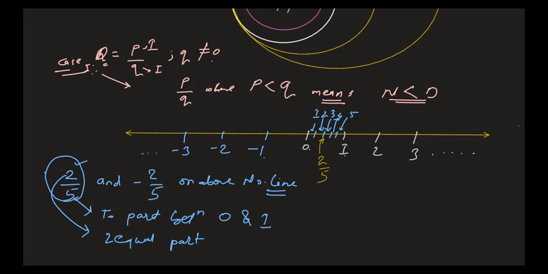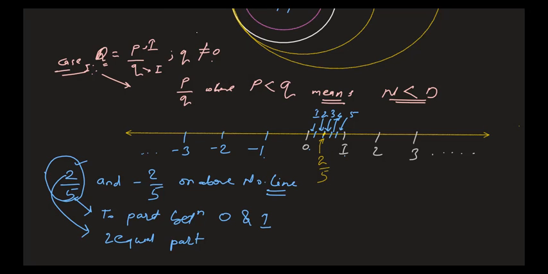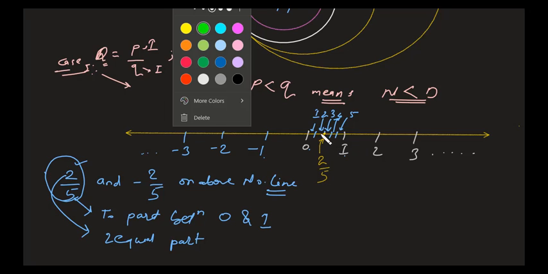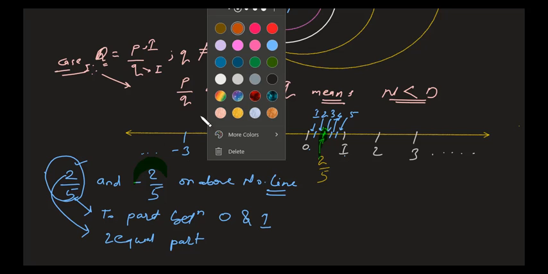Among these 5 parts, the second part ends here. So I am taking this portion. Okay, so I am highlighting this one. Look here student, this part. This part is 2 by 5.